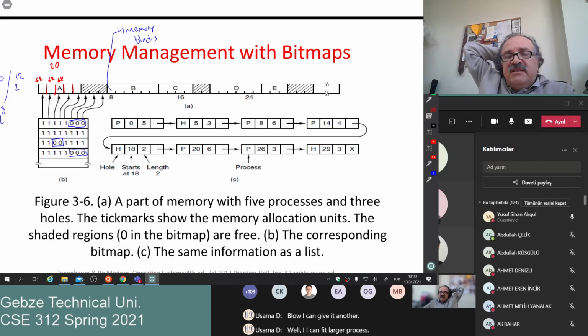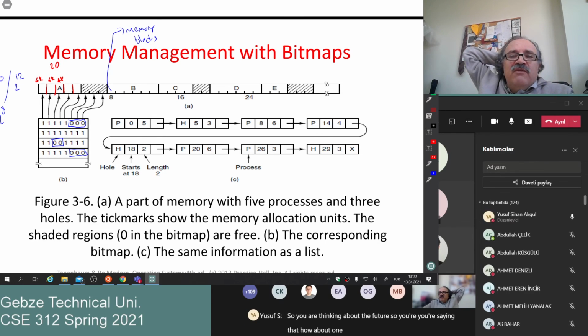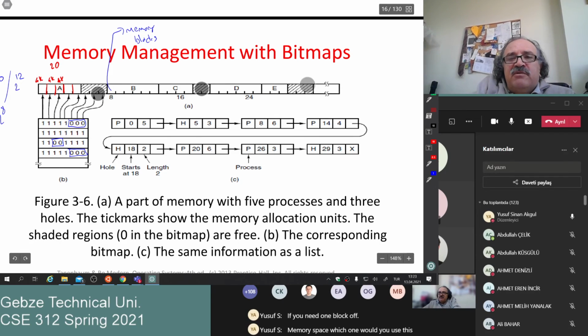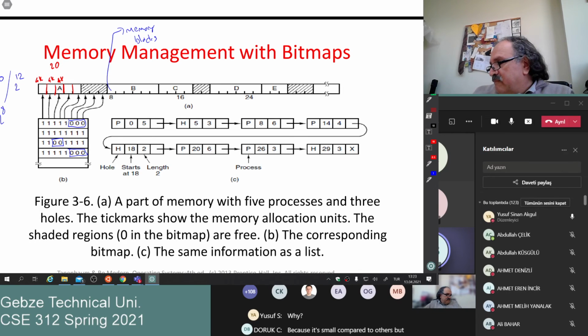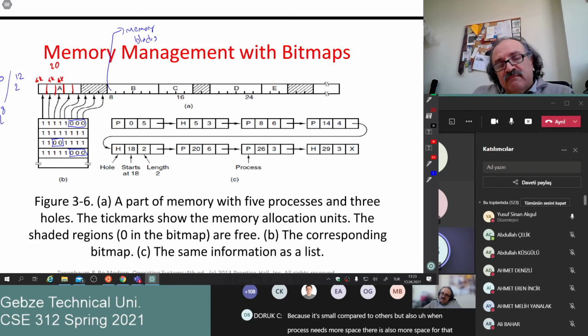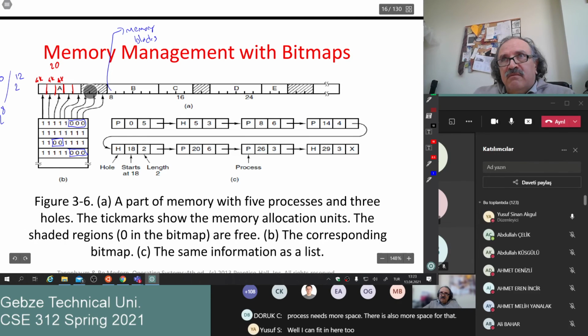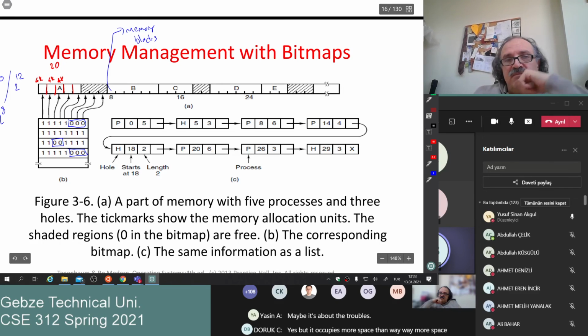So how about one? If you need 1 block of memory space, which one would you use? This place, or that place? In the middle one. Why? Because it's small compared to others, but also when the process needs more space, there is also more space for that. Well, it can fit in here too. Yes, but it occupies way more space than it needs.